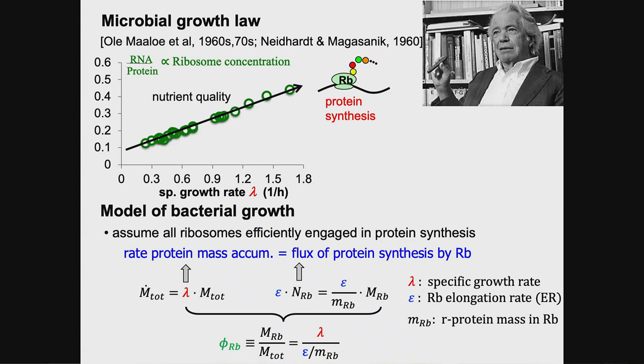Okay, and when we were confronted with this line of thinking, that's great, but first let's check whether the numbers make sense. According to this description, the slope or inverse slope of this should be proportional to the elongation rate. This is the case.